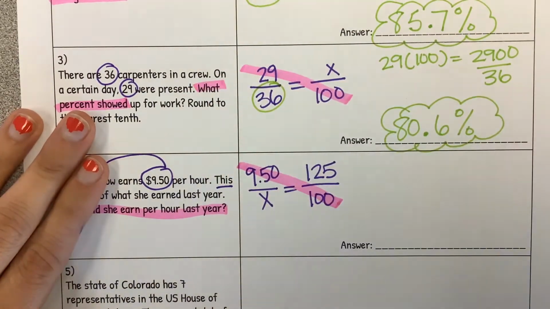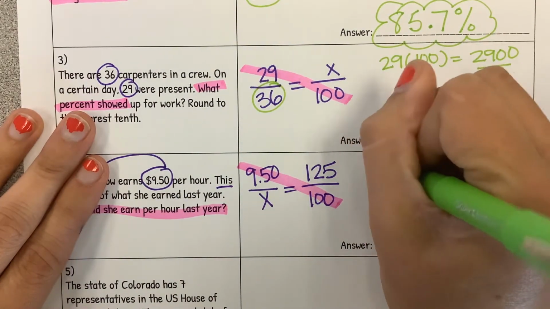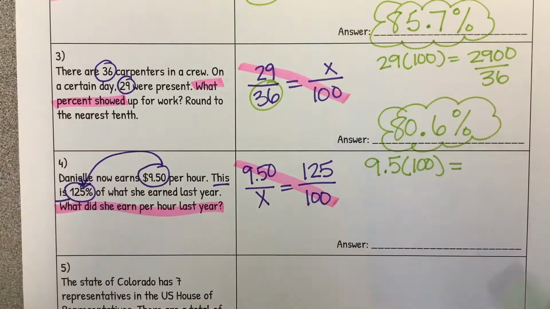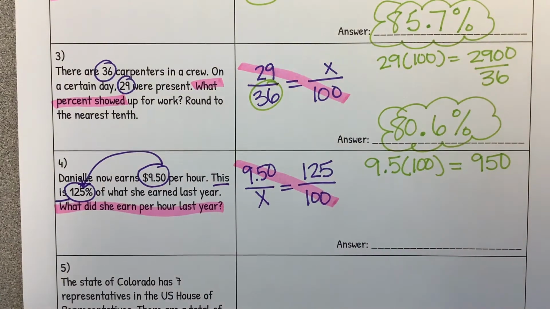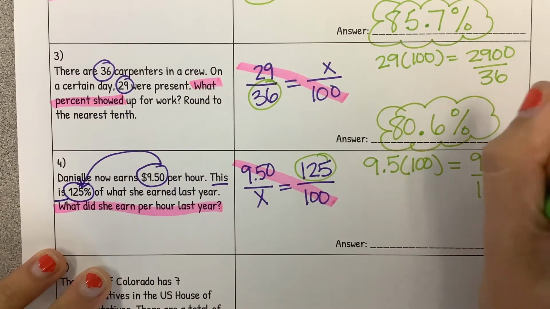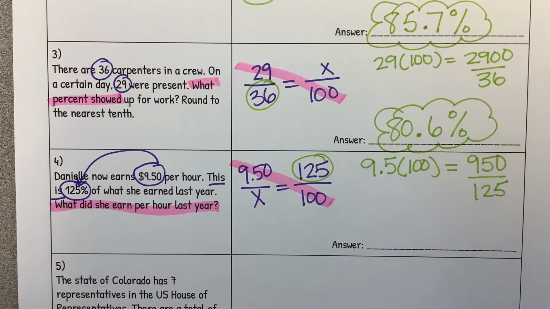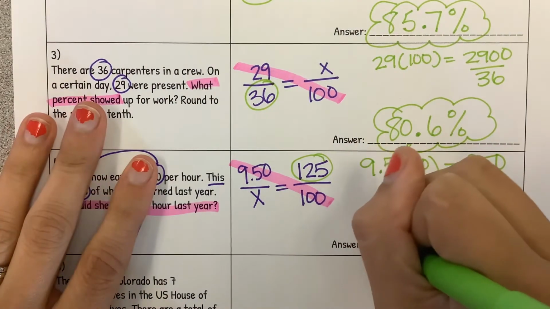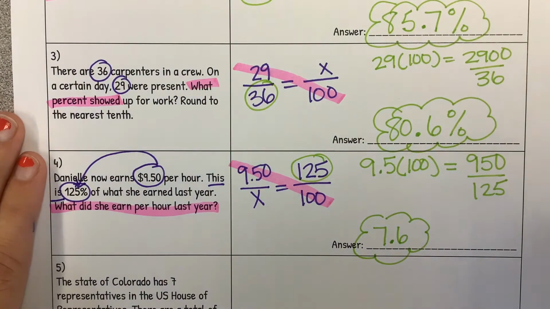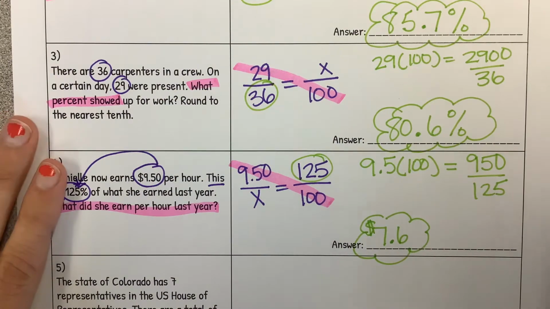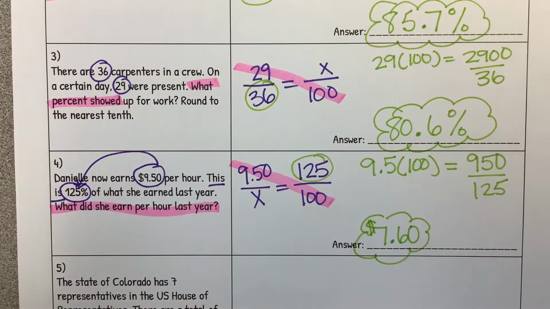So let's solve. 9.5 times 100 equals 950, and then we're going to divide by 125 to get 7.6. And what were we talking about? Money. So I'm not going to write just 7.6, I'm going to add a 0. Last year's pay was $7.60. It increased by 125% to get $9.50.